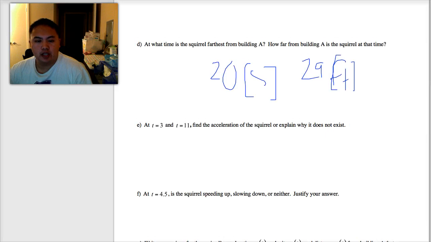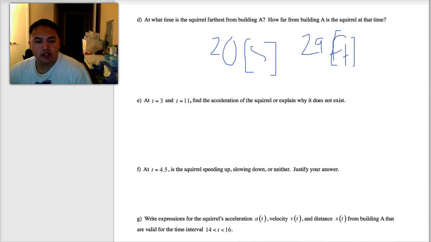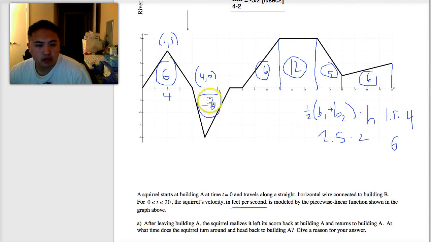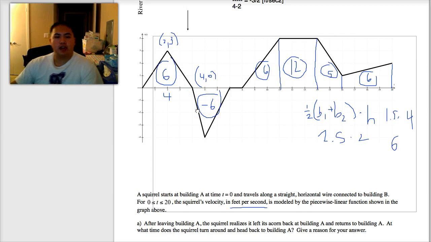All right, and then letter F says at 4.5, is the squirrel speeding up, slowing down, or neither? So I'll look at 4.5. 4.5 is right here. Okay, is he speeding up, slowing down, or neither?